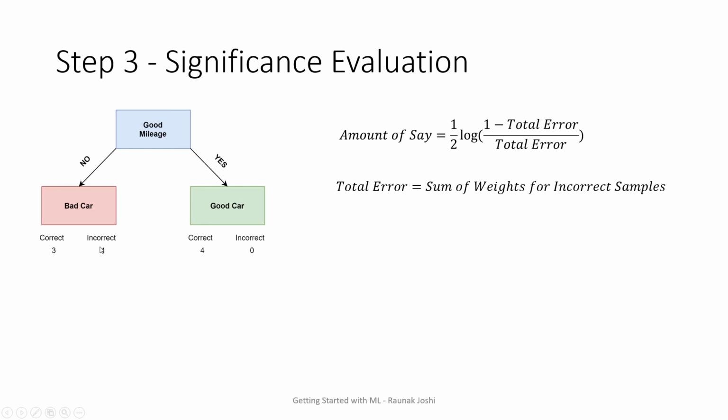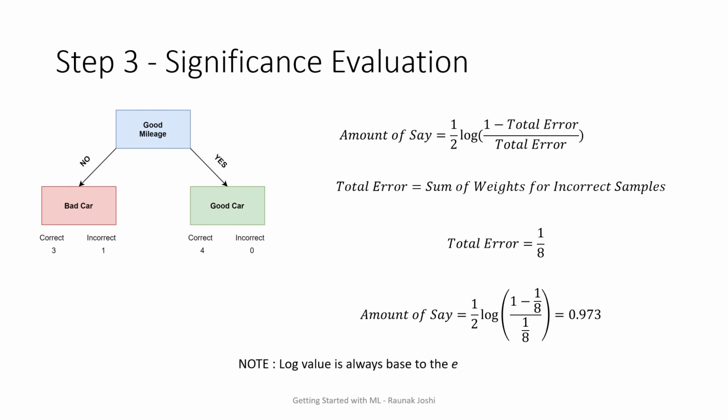That is 1/8. If the incorrect count had been 2, my total error would be 2/8. If the incorrect count were 3, my value would be 3/8. In a similar fashion, I now select the total error. My total error is 1/8 in this scenario, since I have selected the good mileage as my root, and we have only one incorrect value. So the amount of say that I'll get at the end is 0.973.